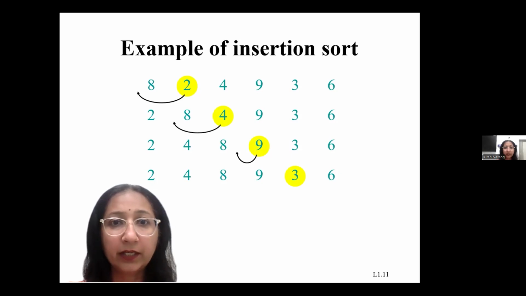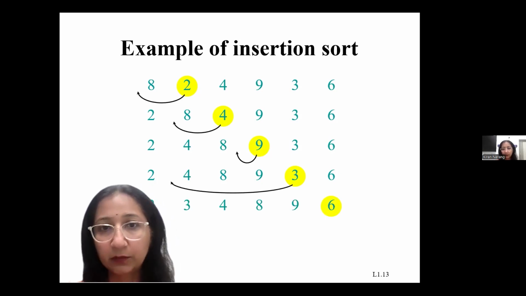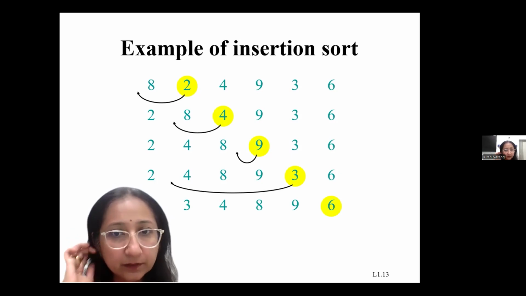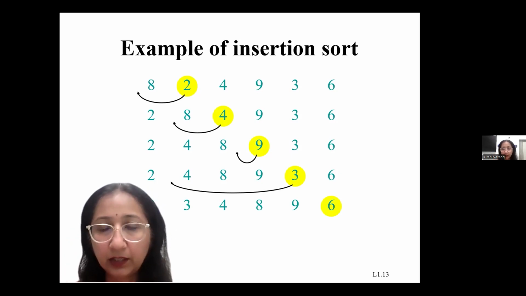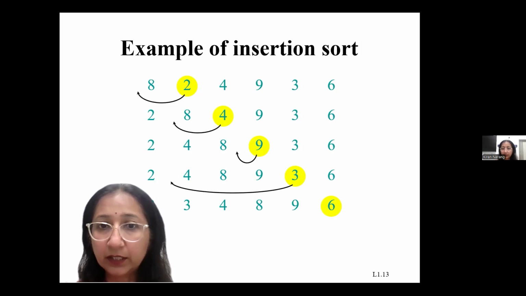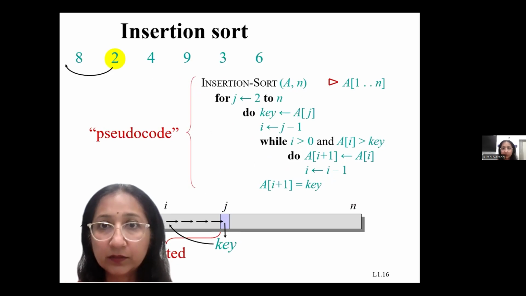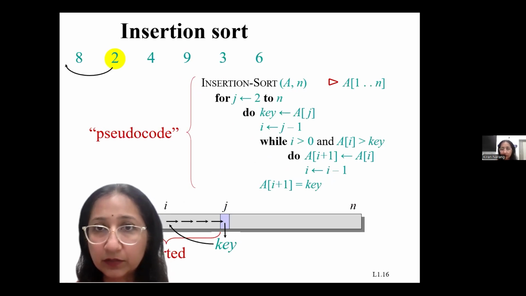We find that the correct position is in between 2 and 4. We swap it to the second position. Last number is 6. We take this number and compare it with 9. It is smaller. We compare it with 8. It is still smaller. We compare it with 4 and find that the correct position for 6 is in between 4 and 8.